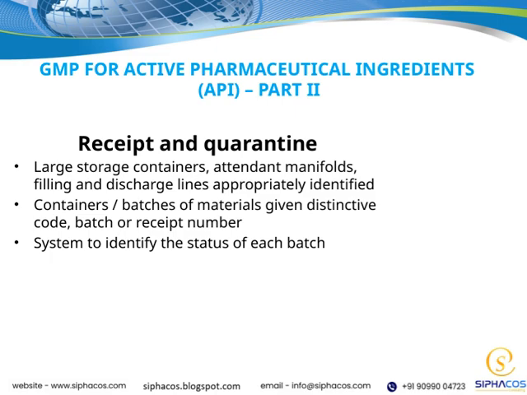This slide highlights the importance of proper storage, clear identification, and accurate tracking, all of which are key components of good manufacturing practices for active pharmaceutical ingredients. These controls are essential to ensure quality, safety, and compliance throughout the manufacturing process.